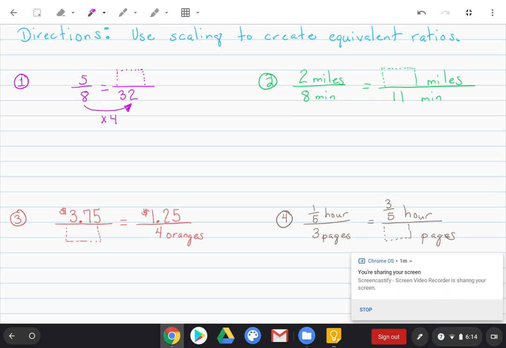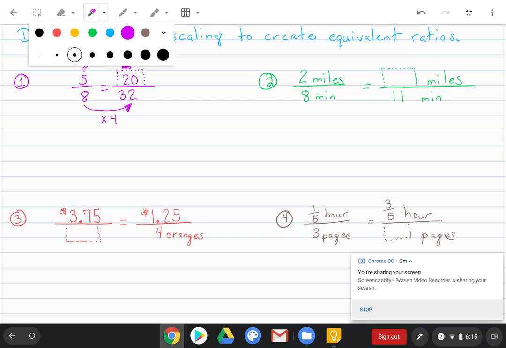So what I've done on the bottom in the denominators, I'm going to do the same thing to the top in the numerators. And I'm going to go in the same direction, going from what I know, 5, to what I don't know, which is what goes in that box. And since I multiplied by 4 on the bottom, I'm going to multiply by 4 on the top. And what goes in that box? The number 20. So 5/8 is equivalent to 20 32nds. All right, let's go to number 2.